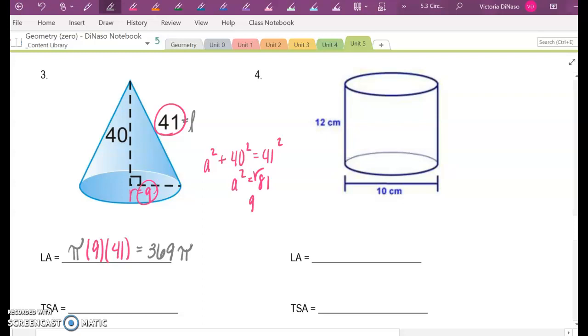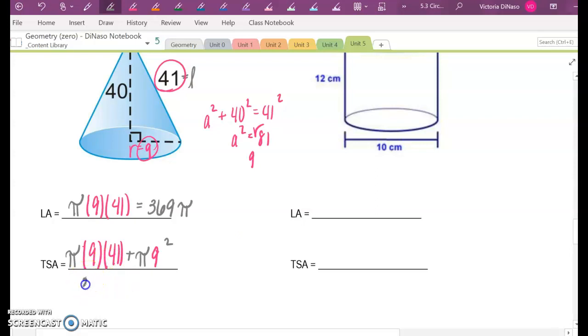For my total surface area, you're using the formula, again on the formula sheet. So we have pi times 9 times 41. And then we have plus, it then says pi r squared. So I have pi, and then we have 9 squared. So in our calculator, you have 369 pi plus 81 pi, and you're going to combine 369 plus 81 to get 450 pi. Then you could put units squared for each of these.